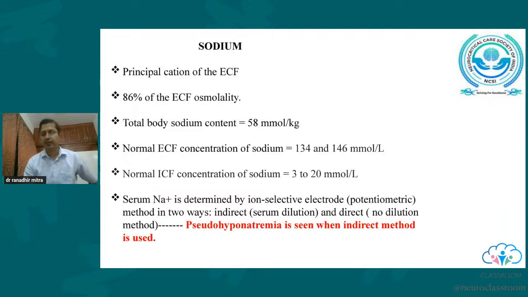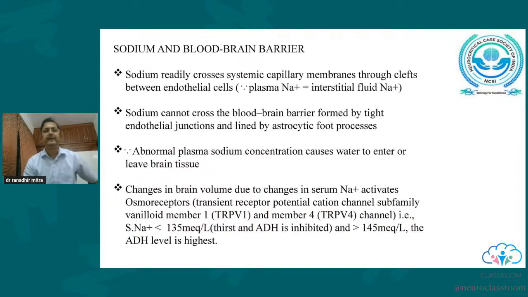So what is pseudohyponatremia? What is true hyponatremia? What are the various kinds of true hyponatremia? We'll see it. We'll first talk a bit about sodium and the blood-brain barrier, because this is important. Sodium normally crosses the systemic capillary membranes between the clefts of the endothelial cells. Therefore, whenever there is a plasma sodium, suppose X, it equalizes over time with the interstitial sodium because there is free movement across the capillary membrane. So plasma sodium normally equalizes with the interstitial fluid sodium.